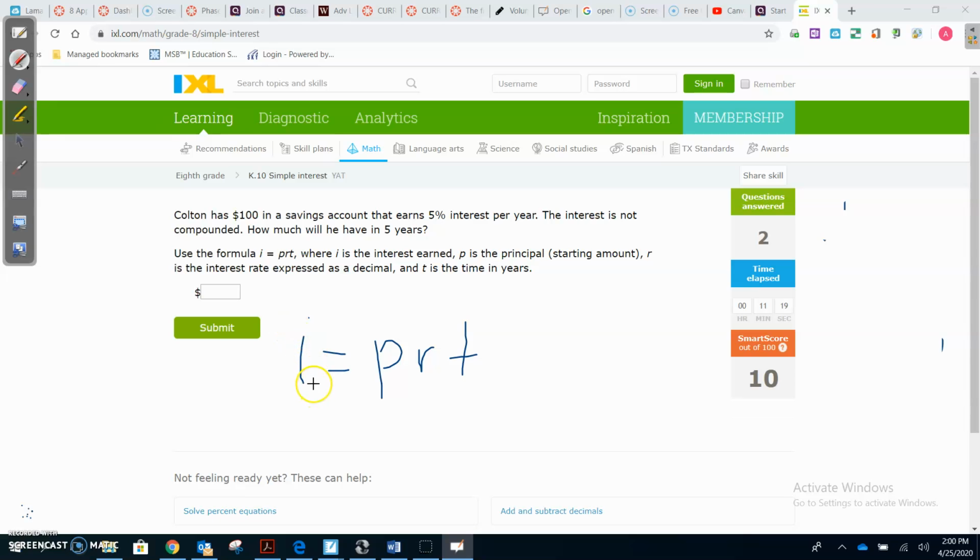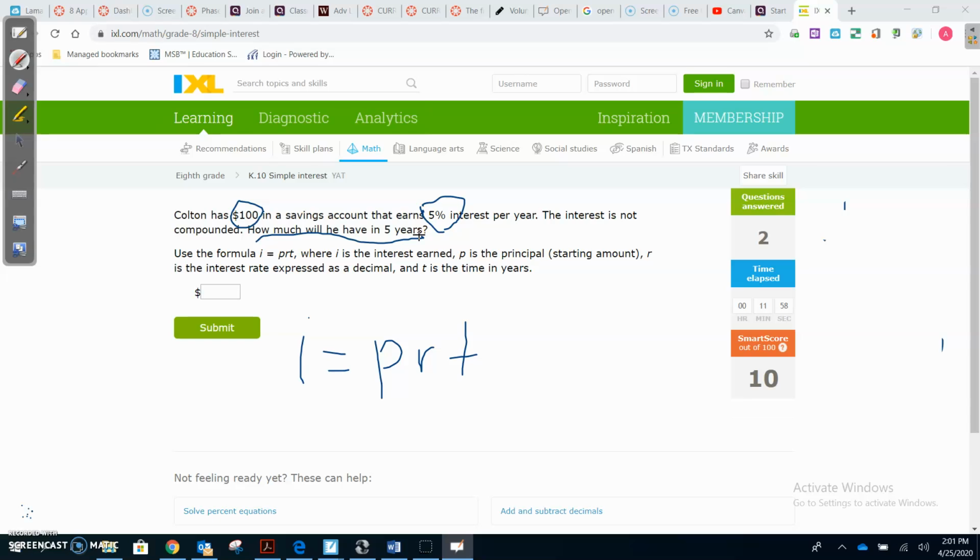So we have our formula, which is interest equals principal times rate times time. Here we're talking about Colton, and he has $100 in his savings account that earns 5% interest per year. The interest is not compounded. How much? Now this is a big difference. How much will he have in 5 years? It did not say how much interest will he have. This is asking how much will he have in all in 5 years.